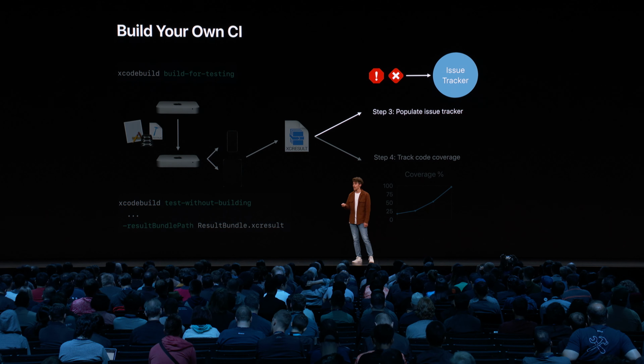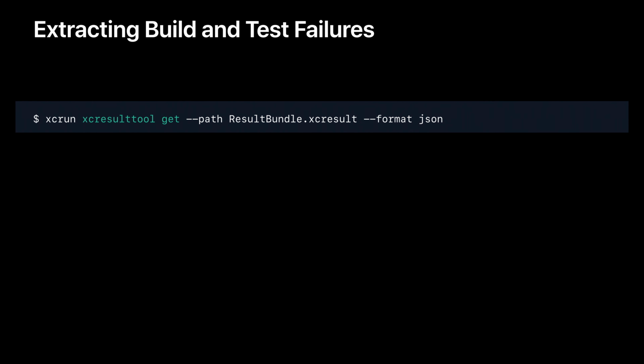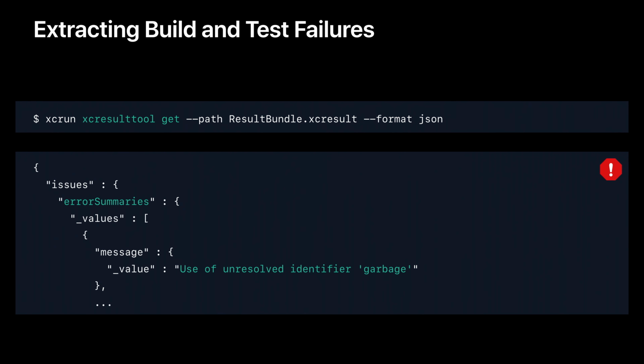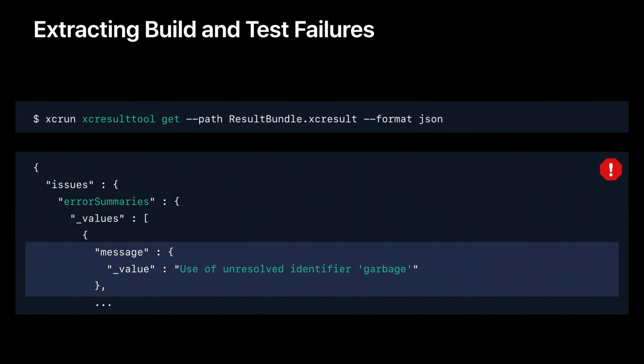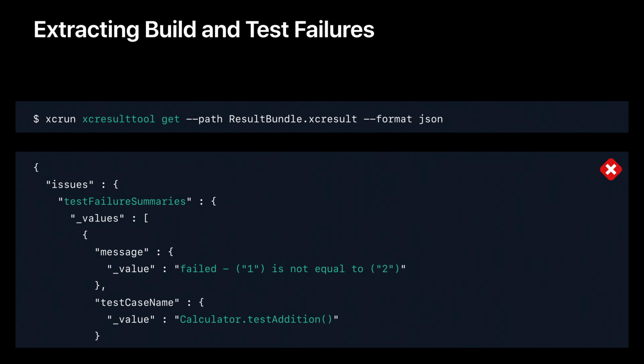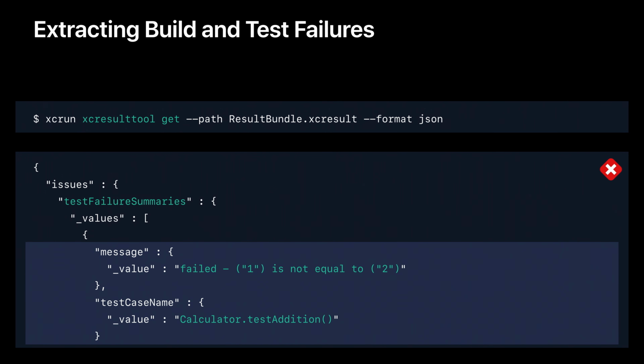To extract build failures, invoke XCResultTool using the get command, passing in the path to the result bundle. In the JSON output that follows, you can find build failures nested in one of the objects. Each build failure includes both the failure message, as well as the source file and line number that failed to build. Test failures are also nested inside of the JSON, with the name of the test that failed, as well as the assertion message.